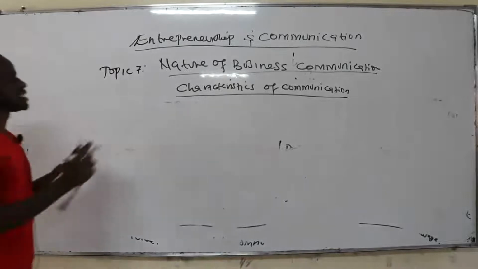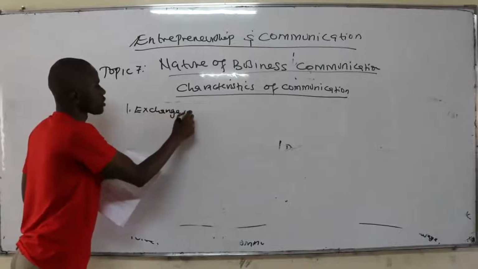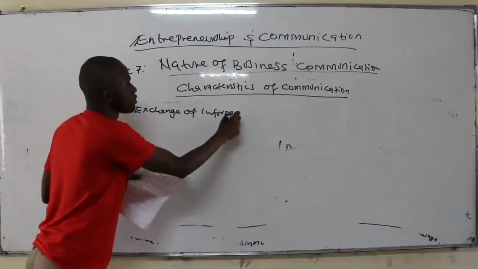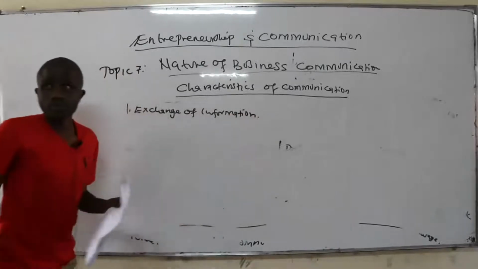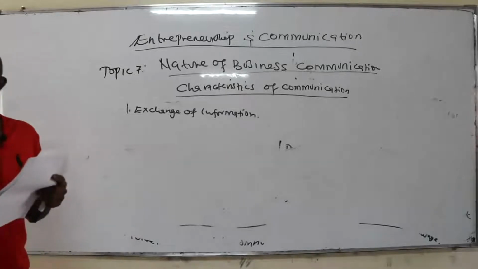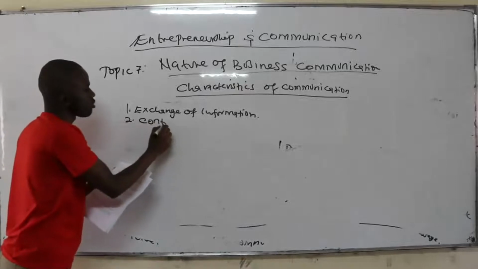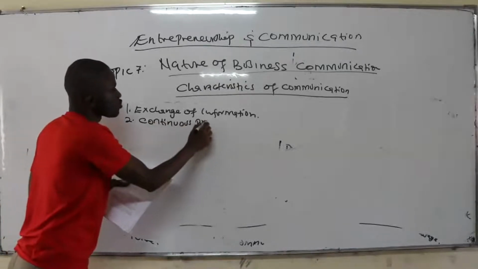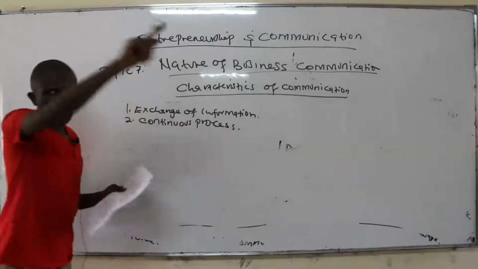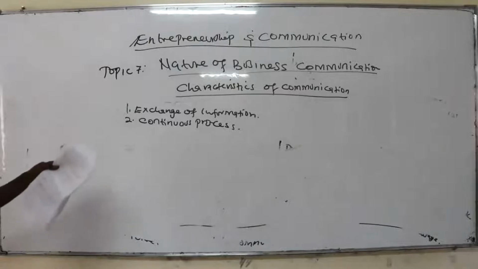One, there is interchange of information, that is exchange of information. In the exam, you have to explain. We are going to be listing them, but you have to explain. There's exchange of information between who? The sender and the receiver. It's a continuous process. Why? You could see from the process that once the feedback is given by the receiver, then the receiver will attach a meaning to that.